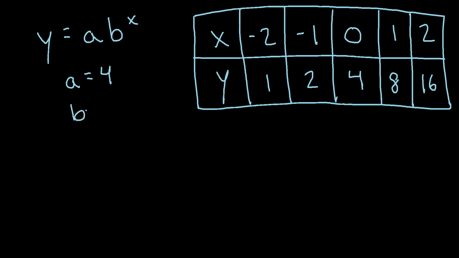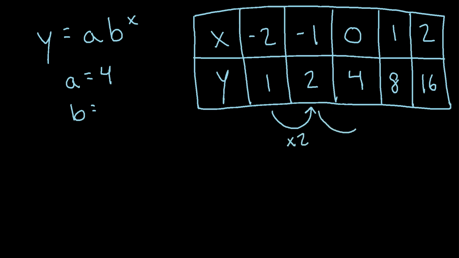And to find b, that's just the number that we multiply each y value by to get the next y value. So for example, here we have a y value of 1, and here we have a value of 2. So how do we go from 1 to 2? What do we multiply by? That would be 2, so we have to multiply by 2.